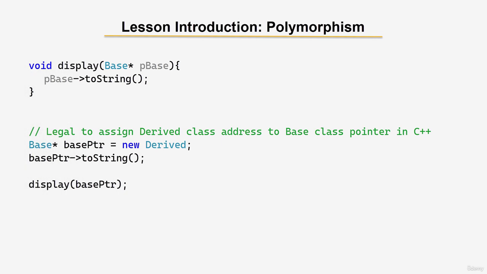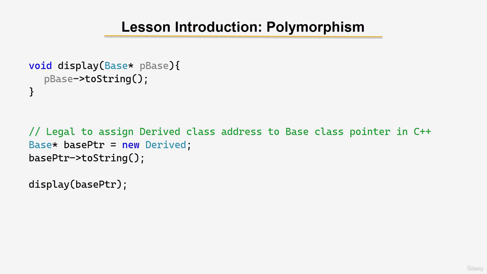Next, we can also see that we have an example here where we have a pointer to a base type. So this is where things get interesting. We will see that we can assign a derived class address to a base class pointer in C++. So this is perfectly legal. We can see that we allocate a new derived object on the heap and we assign the address of that to a pointer to a base object.